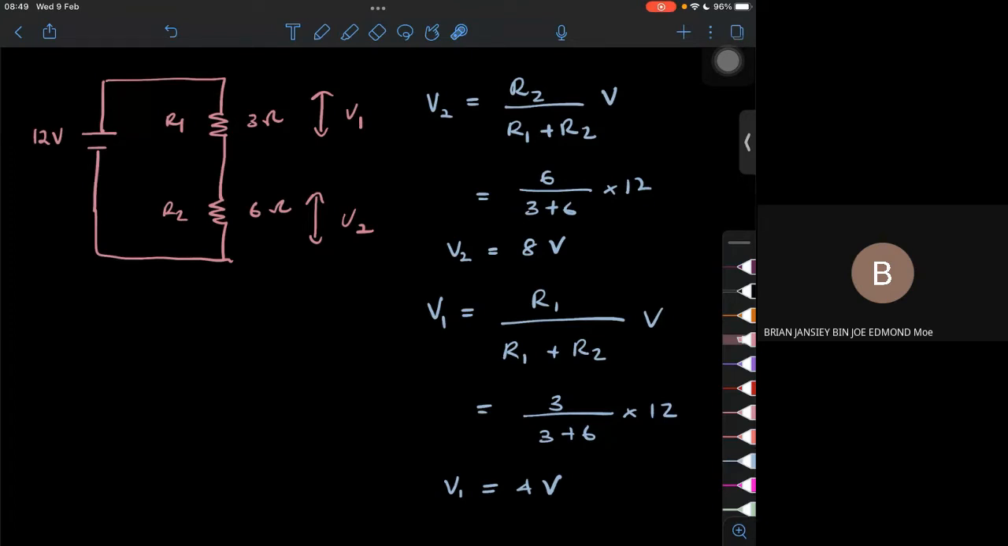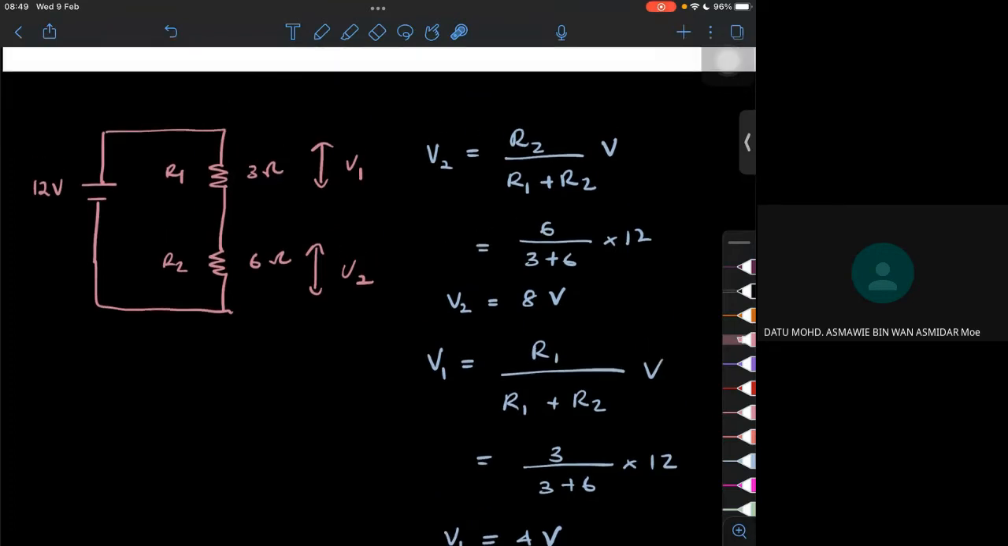Okay, semua dapat jawapan ni? Dapat Miss. Okay, so this one, you can see it's very simple kan, sangat senang sebenarnya untuk cari voltage across a resistor without finding the current first. That's why after this, kalau kamu jumpa mana-mana soalan bentuk macam ni, you can use straight away using potential divider.